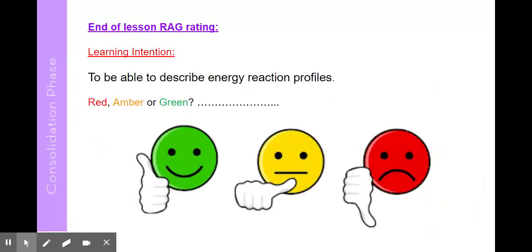And as we usually would, we are now going to complete our final RAG rating for this lesson. So let's just quickly recap. The learning intention was to be able to describe energy reaction profiles. Are you red, are you amber, or are you green for this learning intention? So pause the video, complete your RAG rating on your student worksheet.